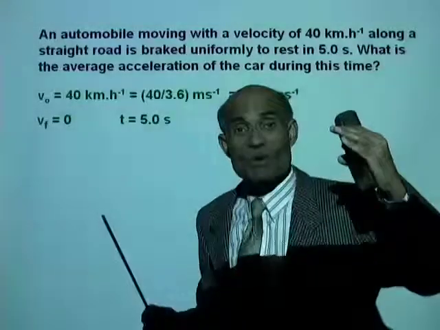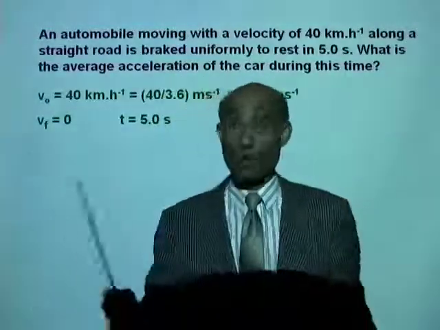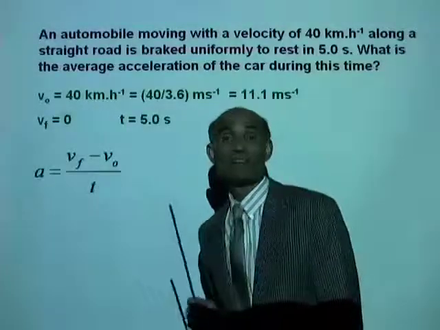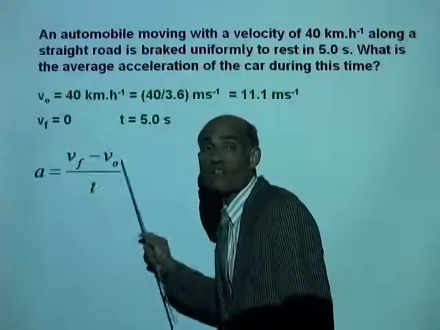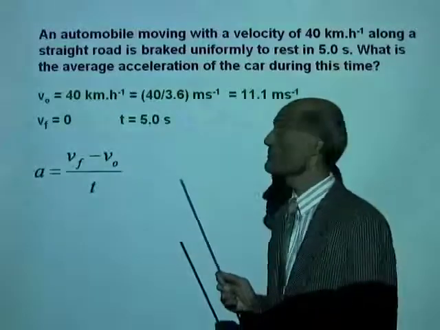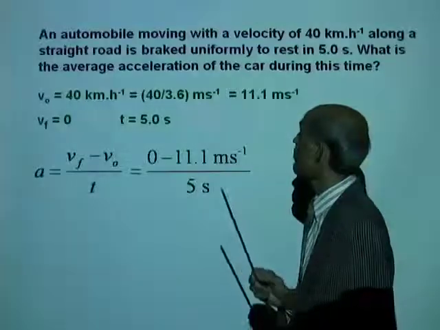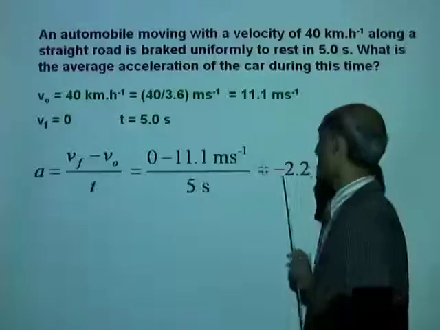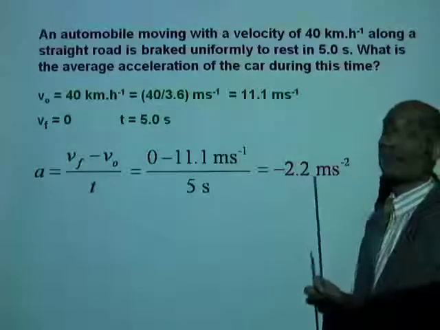We can either write down the equation for the acceleration right away or use the first equation. We can use the definition for acceleration. Acceleration is change in velocity, Vf minus V0, over time, and that will be 0 minus 11.1 meter per second divided by 5 seconds. That is negative 2.2 meter per second squared.